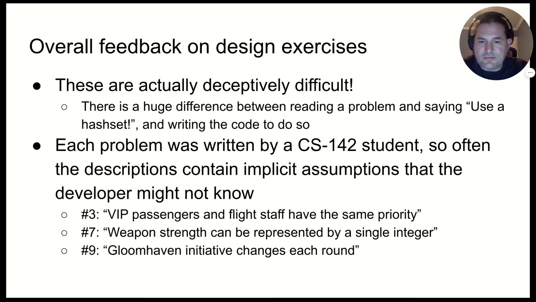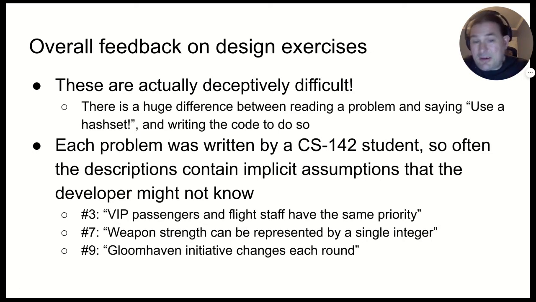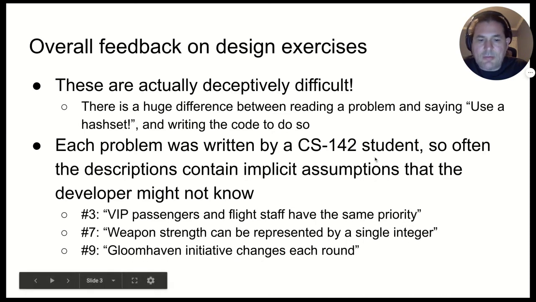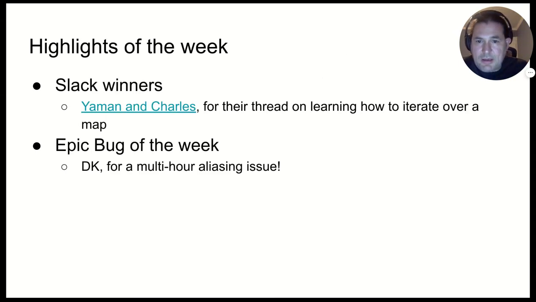So, these are just down at the bottom here. These are just some of the possibilities. VIP passengers and flight staff apparently had the same priority for number 3, although it wasn't entirely clear. Maybe that was an assumption. Also, Gloomhaven initiative changes every round. I didn't know that. I assumed it was like standard D&D where you just have the same initiative every round. Who knows?